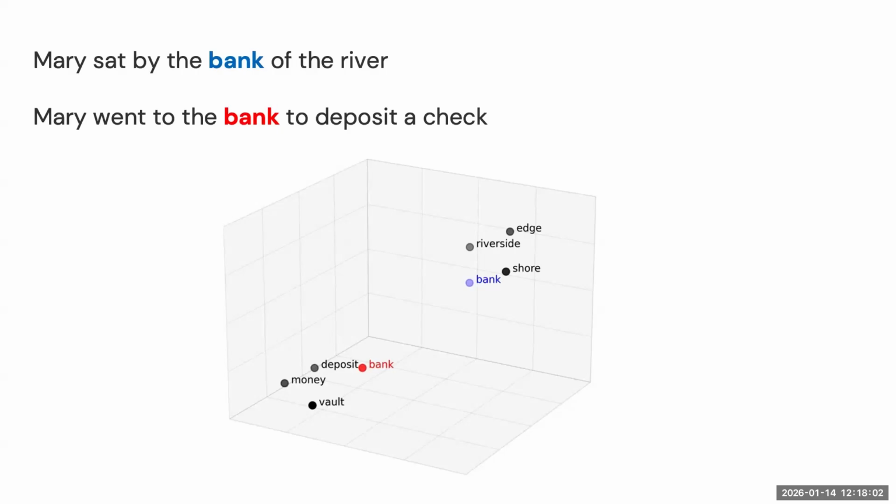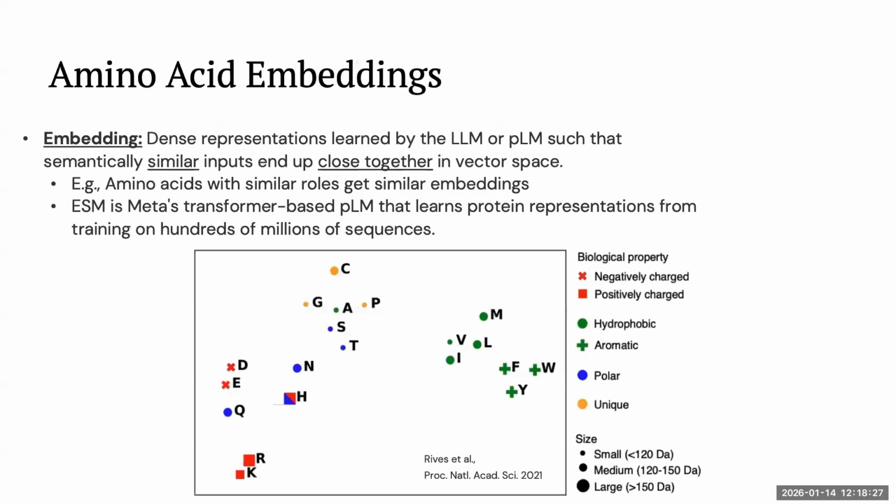And we see that there is this sort of clustering of words by semantic similarity. Semantic similarity is just meaning, right? So bank here, the blue one, we got a concept of riverside and shore and edge, and by the same token, bank here represents more the concept of money and deposits and vaults and so on and so forth. So it turns out that just like we can do this with language models, we can do this with protein language models.